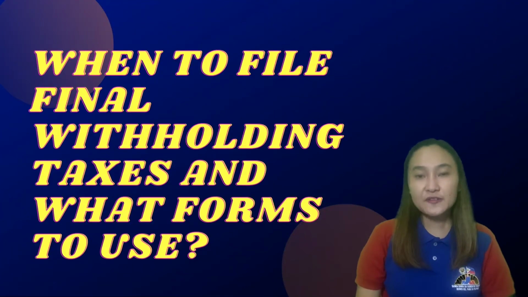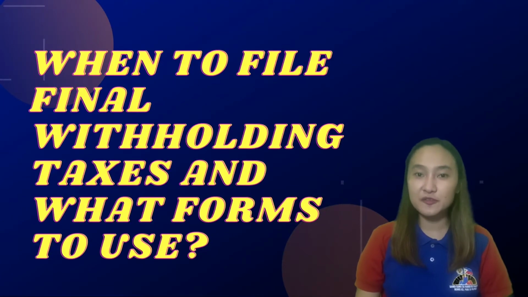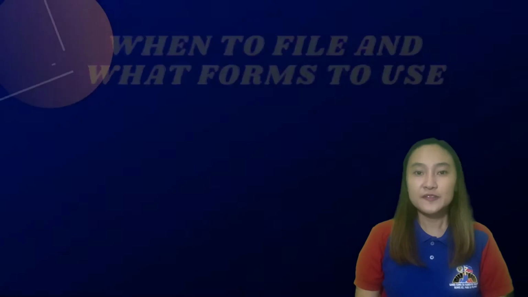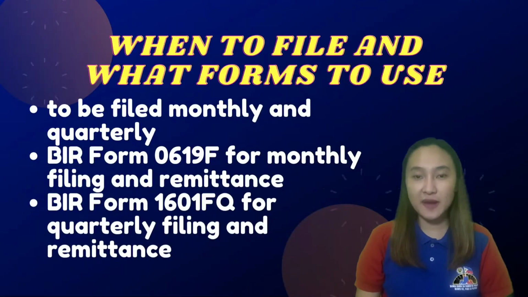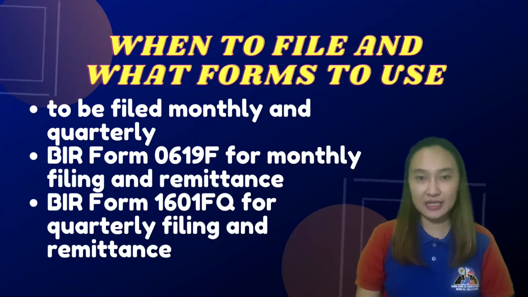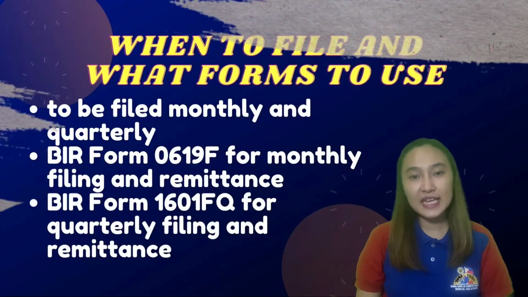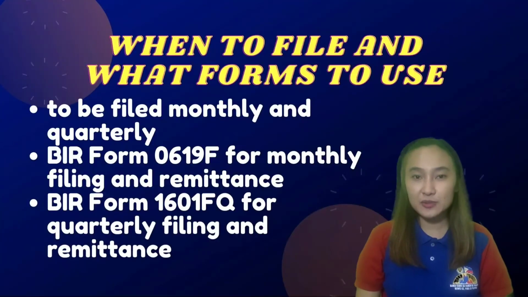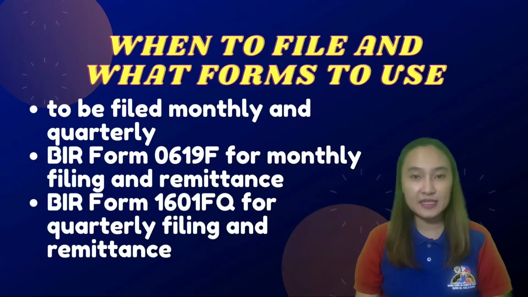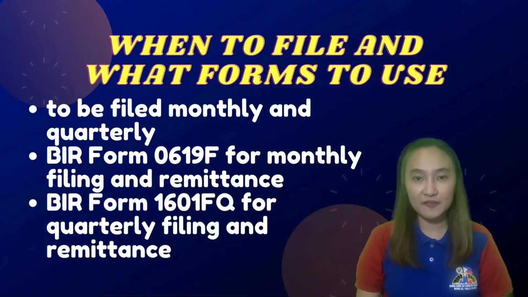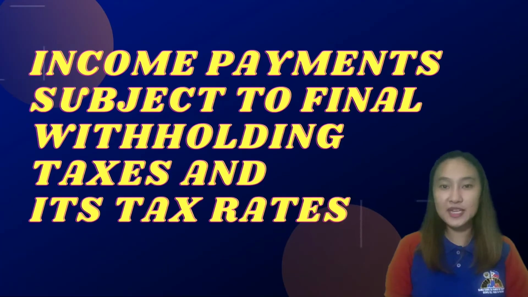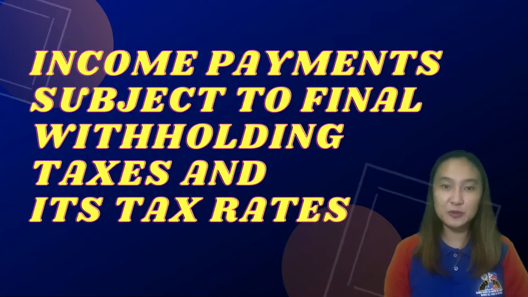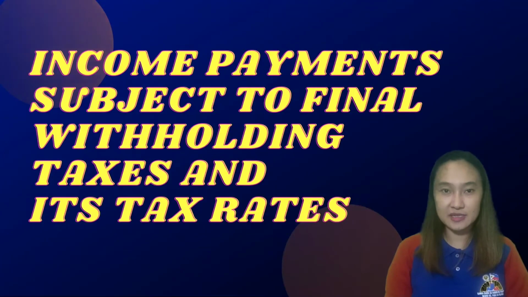When to file final withholding taxes and what are the forms to be used? Final withholding taxes are to be filed monthly and quarterly. For the monthly filing and remittance, form to be used is BIR Form 0619F. And for the quarterly filing and remittance, form to be used is BIR Form 1601FQ.